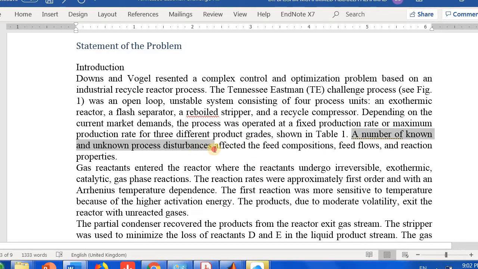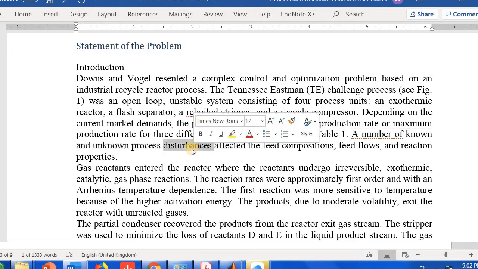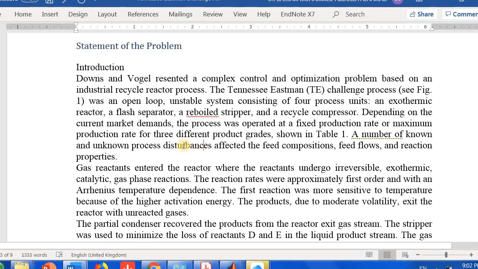And there are a number of disturbances. You need to test your system. After you do the control, you test it against the disturbances. And you also need to do some kind of set point tracking.